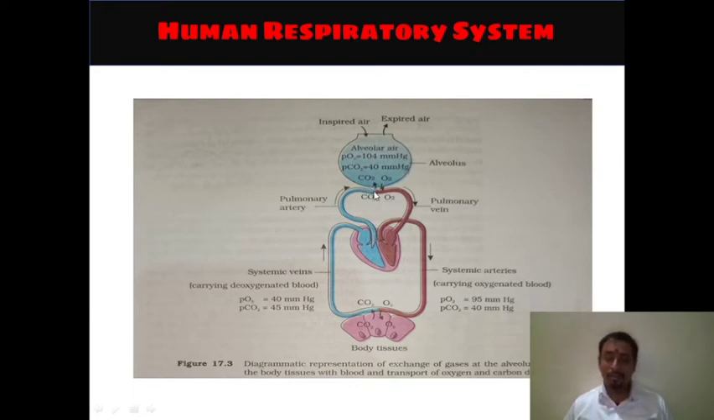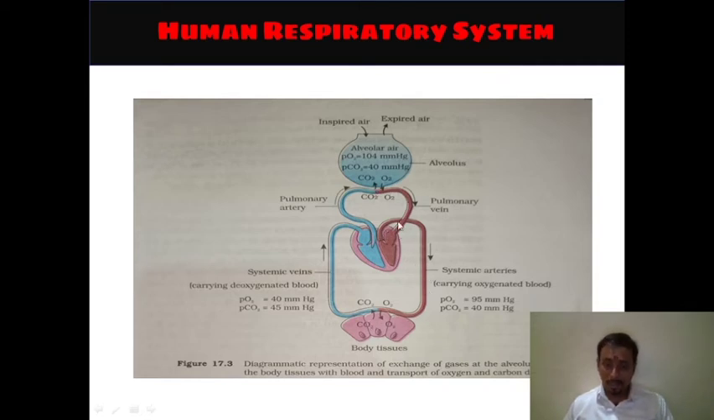Then how CO2 and O2 are exchanged is also shown here. Deoxygenated blood comes into the heart. Which part of the heart? The right atrium, then goes inside the right ventricle and is pushed towards the lungs through the pulmonary artery, where it becomes oxygenated through the alveolar capillary network and again goes through the pulmonary vein into the left atrium and left ventricle and is supplied again to the body. So this is a cycle of carbon dioxide and oxygen exchange throughout the body.